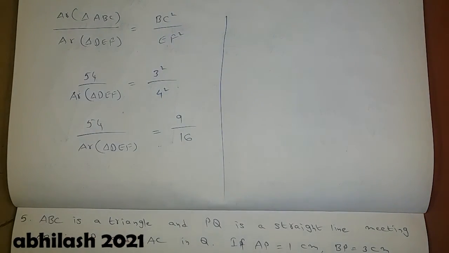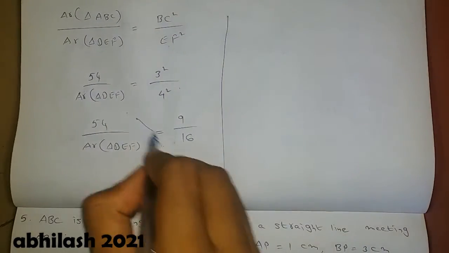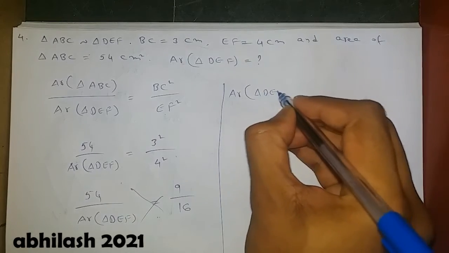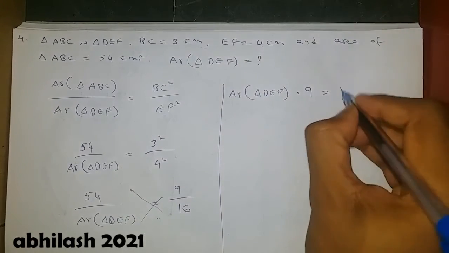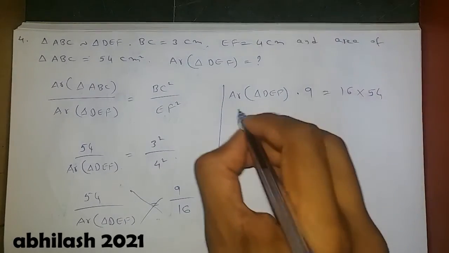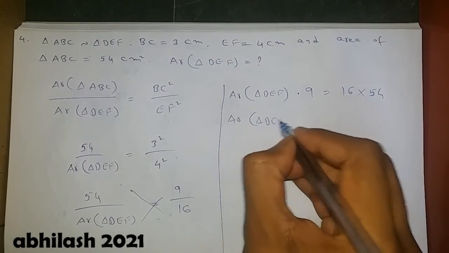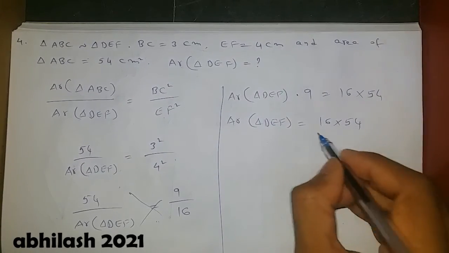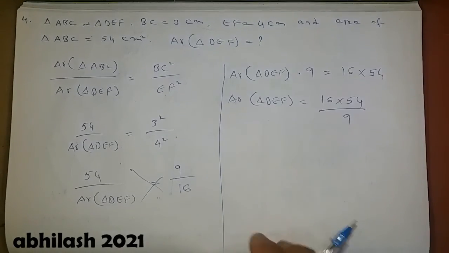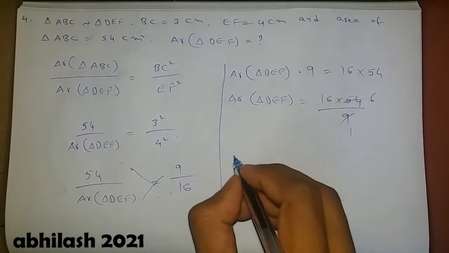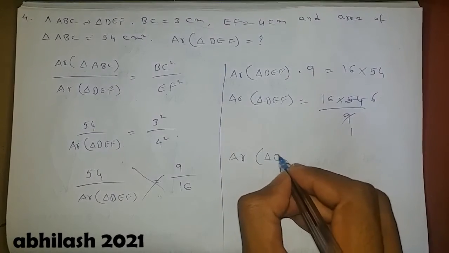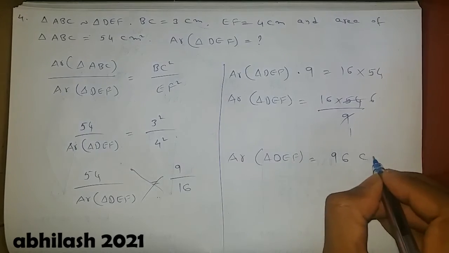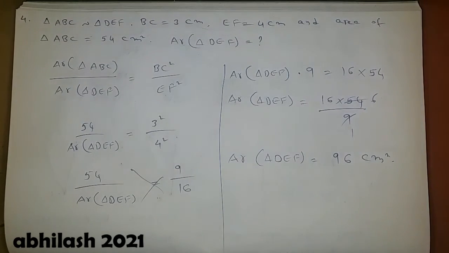16. If we do cross multiplication, the area of triangle DEF into 9 is equal to 16 into 54. So the area of triangle DEF is equal to 16 into 54, taking 9 to the right side, it will become divided by 9. 9 ones are 9, 9 sixes are 54. So the area of triangle DEF is equal to 16 into 6, which is 96 square centimeters.